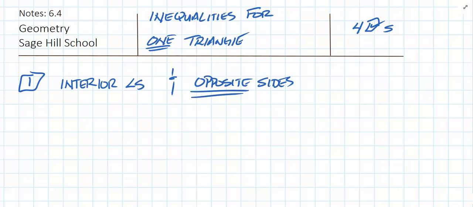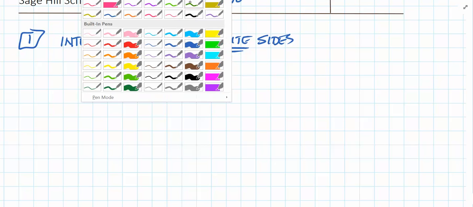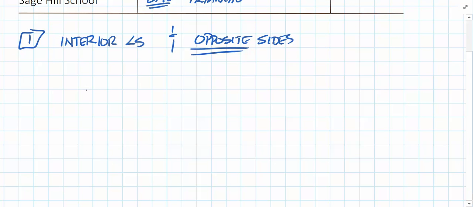Before we start talking about inequalities for one triangle, I want to develop the idea between an opposite side and interior angles of a triangle. So I'm going to give you a triangle here. I'm going to draw it. Do your best to draw this one just like this. Alright, so there is my triangle that I have drawn. Best of your ability.